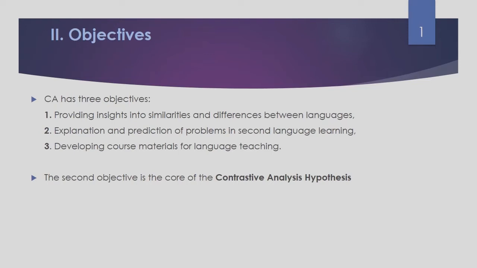The second objective of contrastive analysis, that is the explanation and prediction of problems in second language learning, is the core of what is known as the contrastive analysis hypothesis. The supporters of the contrastive analysis hypothesis believe that those elements that are similar to the learner's native language will be simple for him to learn, and those elements that are different will be difficult.